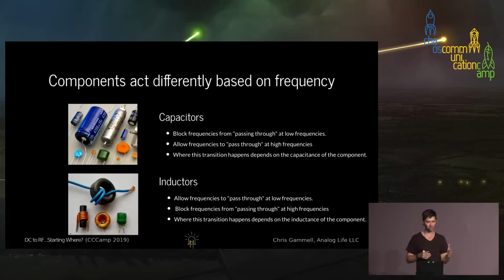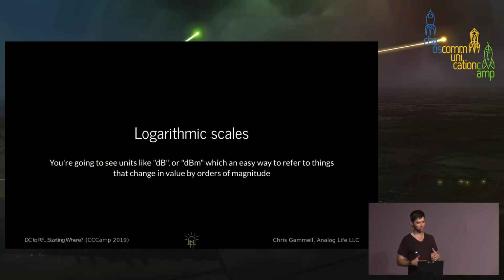In the inverse way, an inductor allows frequencies to pass through at low frequency or DC, and it blocks them at a higher frequency as you move up into the RF world. And so these two things play off one another and they interact. Again, this is a lot of electronics theory trying to squeeze into a small talk, but hopefully you'll take some of it on faith. Another thing is that in RF, a lot of times we're working in log scales, right?